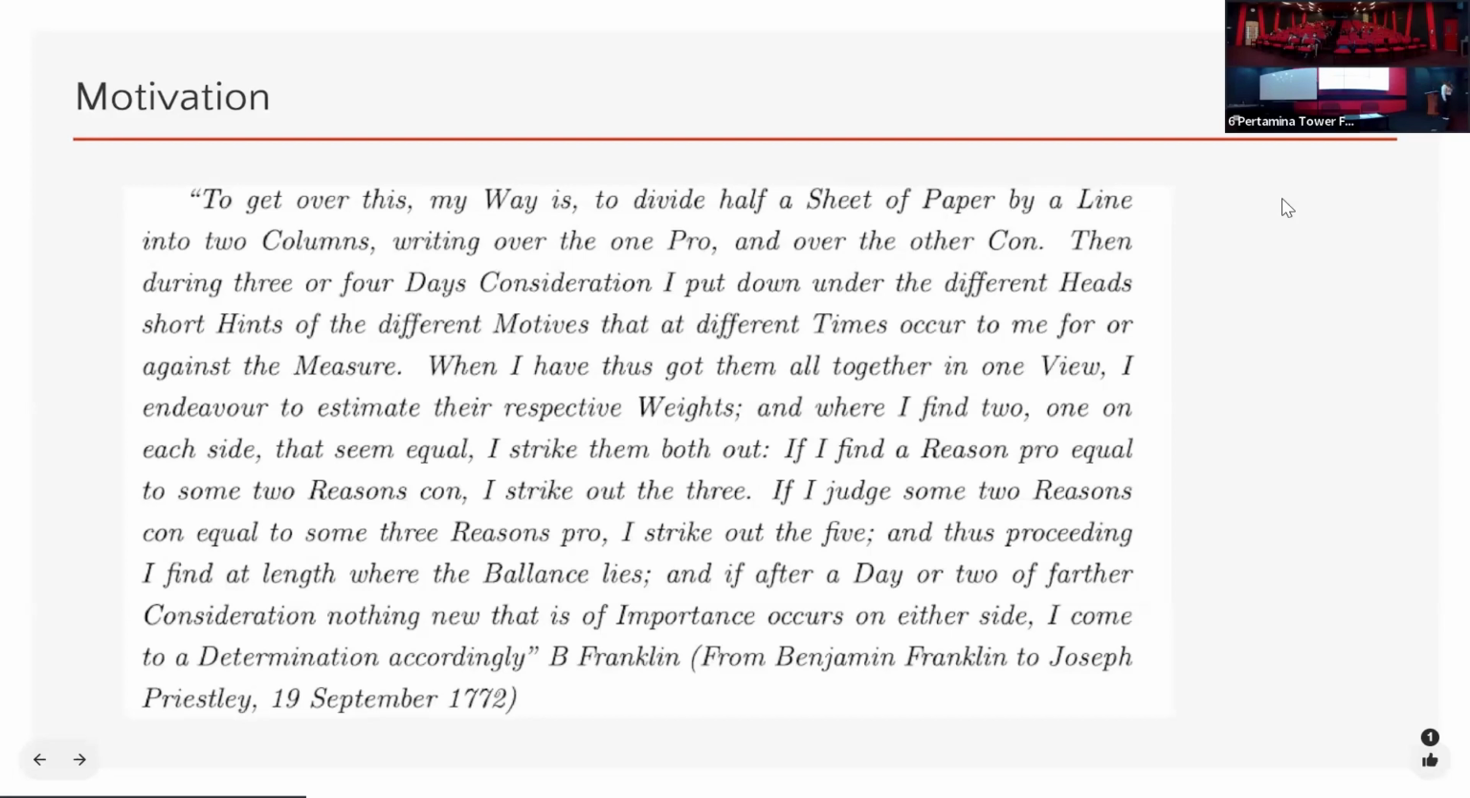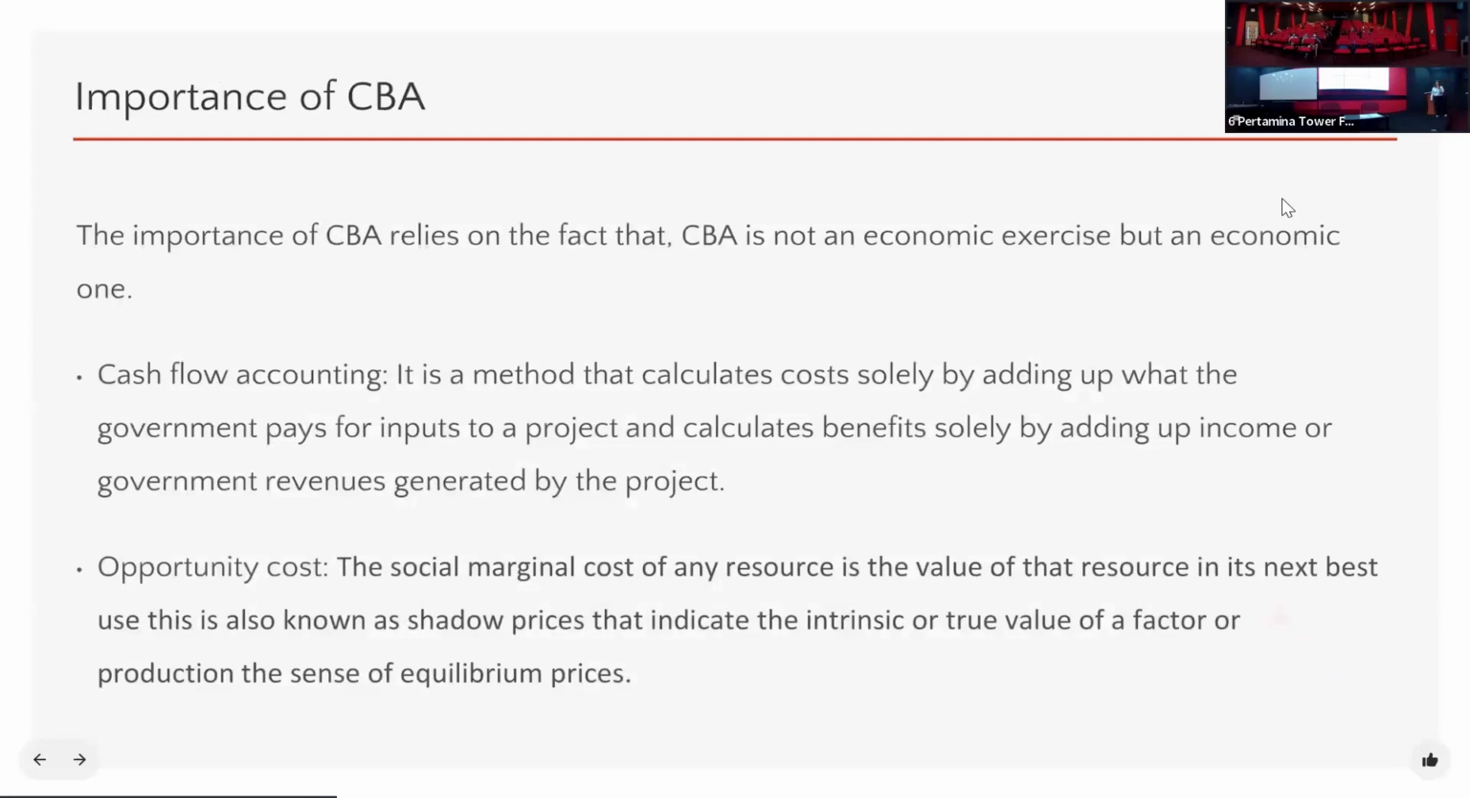Maria, what does that mean? So we looked at the cash flow accounting first, but we also look at the opportunity cost. The social marginal cost of any resource is the value of that resource in its next best use. Also, it's known as the shadow prices. Have you heard about the shadow prices? Somewhere in micro, no? Okay, some of you are nodding your heads. So yes, you have seen them.